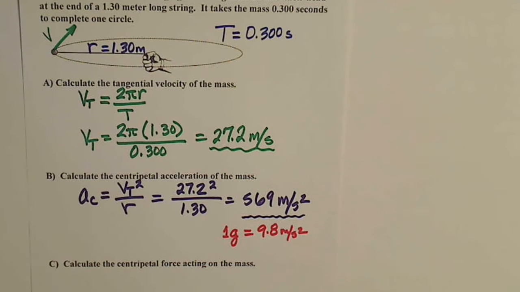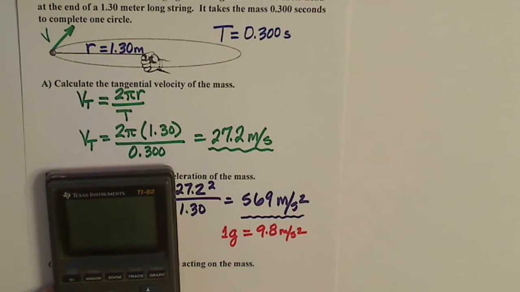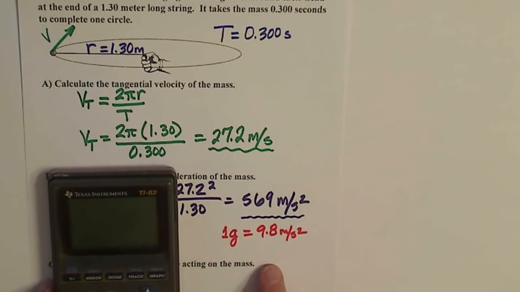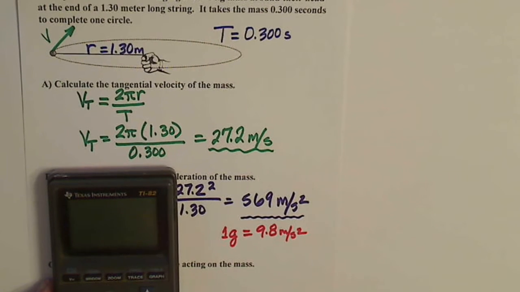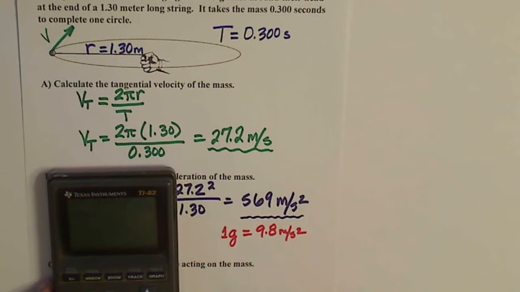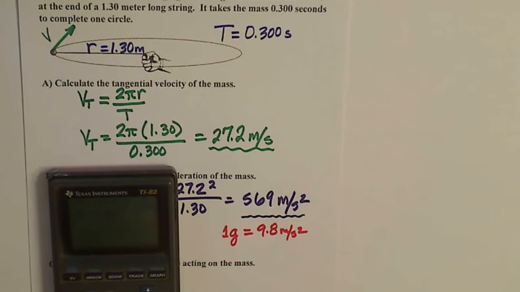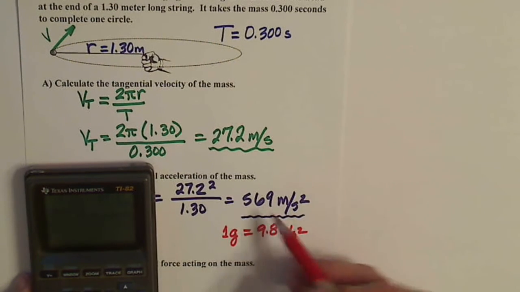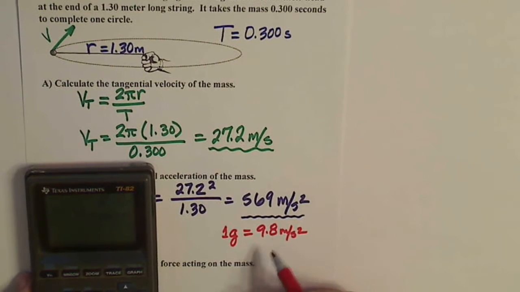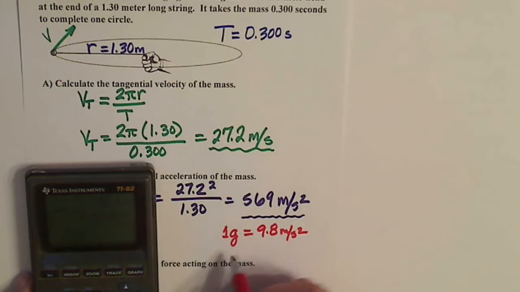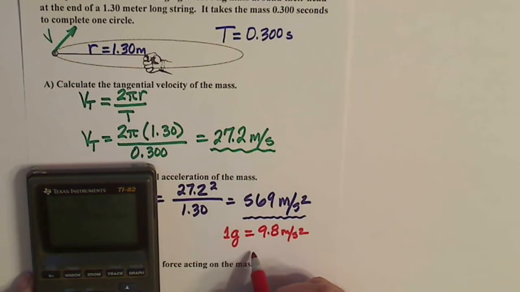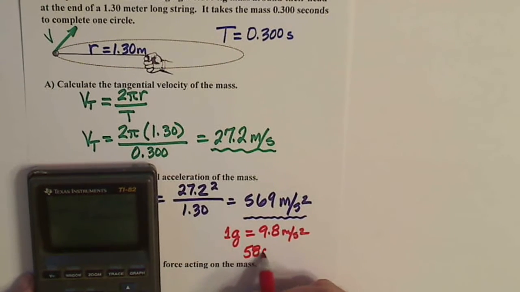Something cool is if you hear pilots talk about flying jets and they experience 12 G's or 10 G's, what you do is you take your acceleration, which is 569, and you divide it by gravity, which is 9.8. It gives you how many gravities it's experiencing. And this poor little thing, if you divide 569 by 9.8, that means that little mass slinging around the circle there is going to experience just over 58 G's.